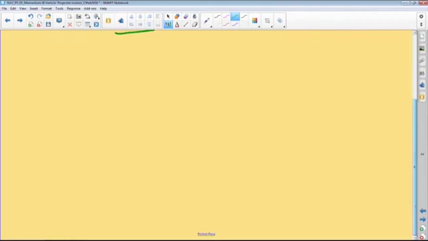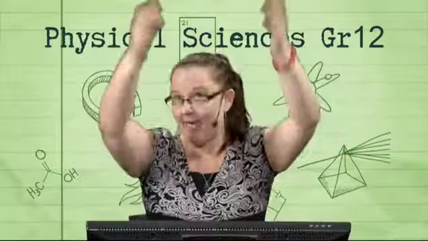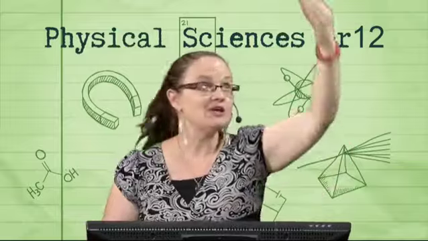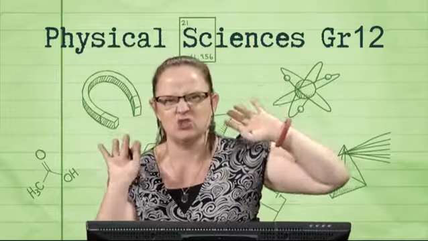So what that means for us brings us to vertical projectile motion. Now, if an object is thrown, projected, that's where the word comes from, shot upwards, downwards, sideways, in the air, it's said to be a projectile. The nice thing about your curriculum is that it's only going to go up and down. They've taken out going at an angle, which makes it so much easier.